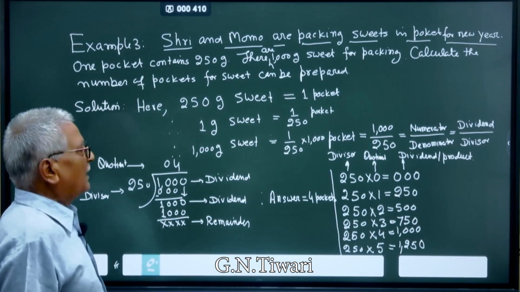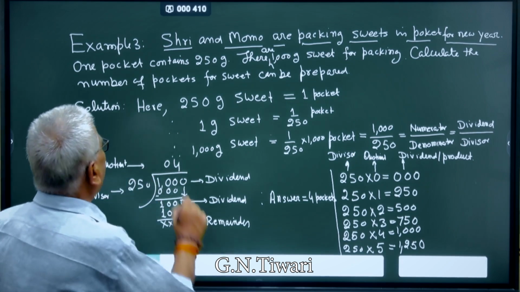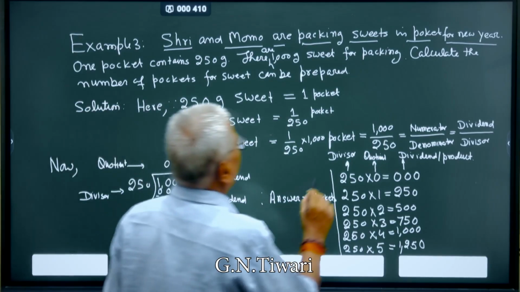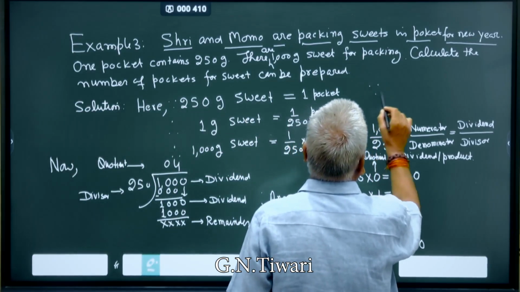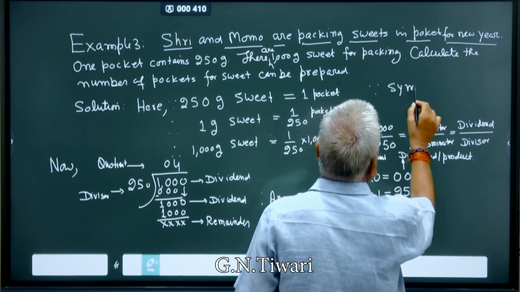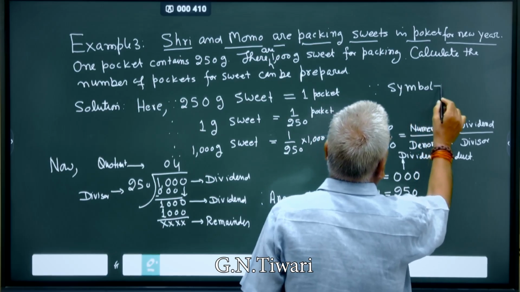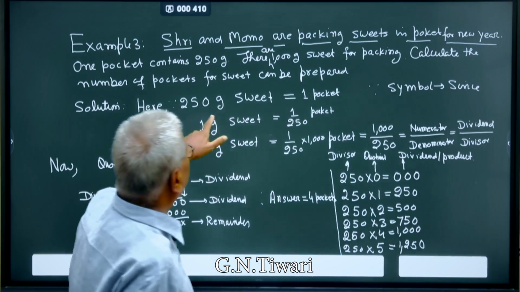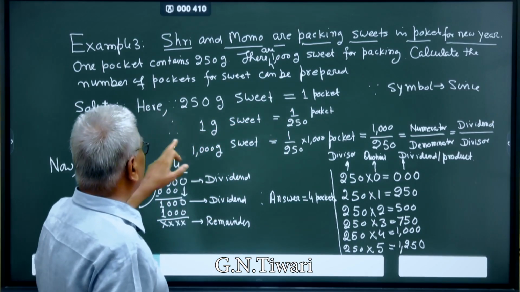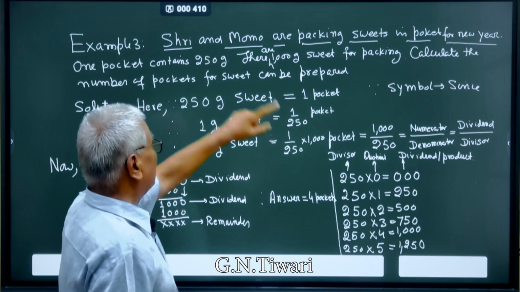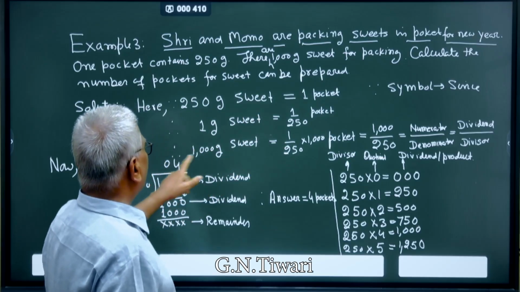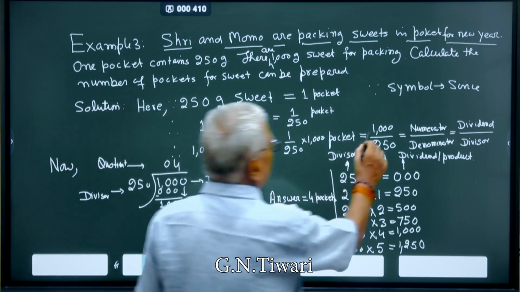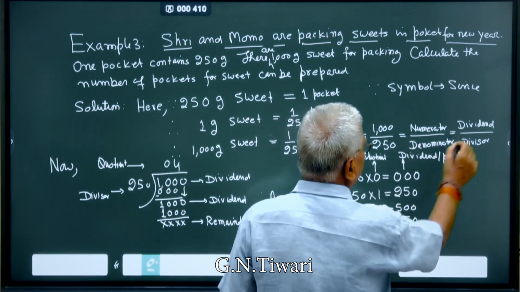Here you have to be very careful that I am using this sign. This symbol is "since". Since 250 grams of sweets is equal to 1 packet, therefore 1 gram is equal to 1 by 250, and 1000 grams is equal to 1 by 250 into 1000. Again here, it becomes 1000 upon 250, numerator upon denominator, dividend upon divisor.